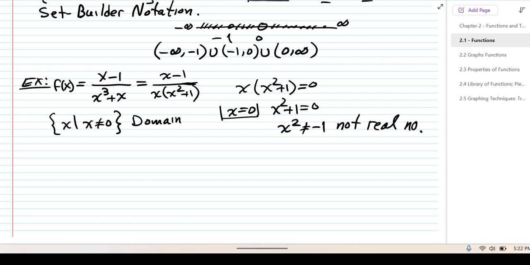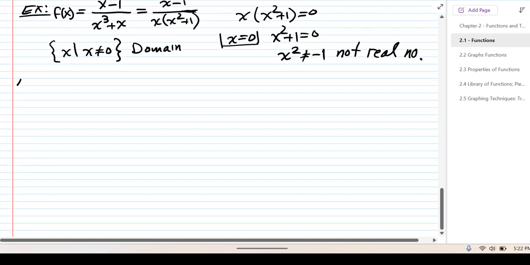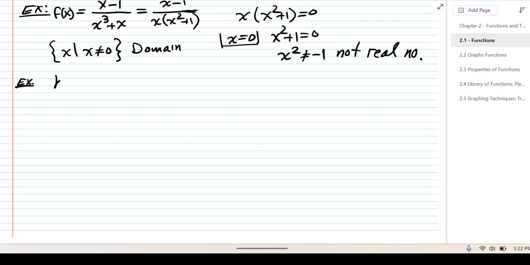Doing domains. Now, what if I have, let's say, something like radicals. Okay. How can we determine the domain of a radical expression? Let's take a look at this one. My next example is, for instance, let's say I have h of x is equal to the square root of 3x minus 12.